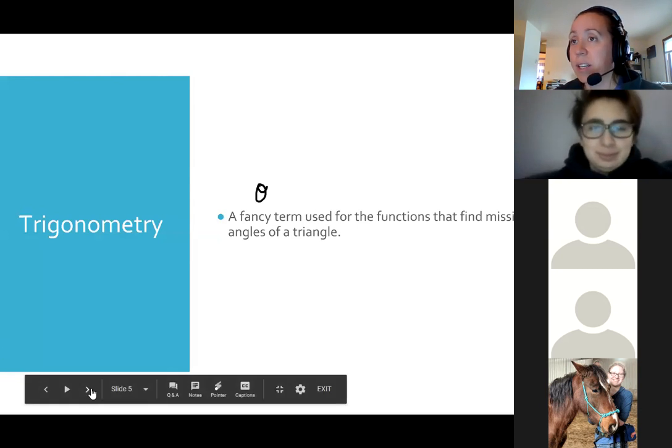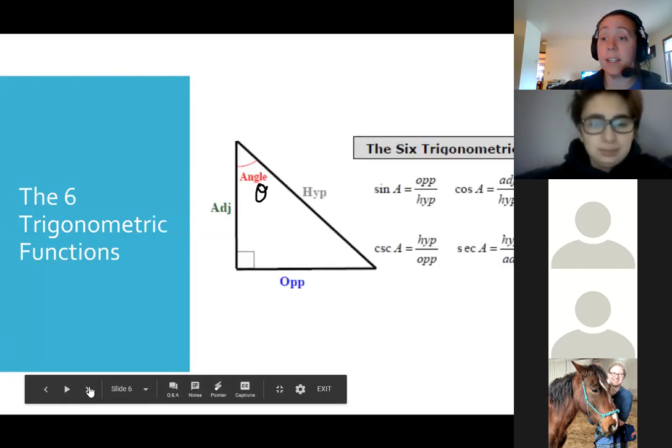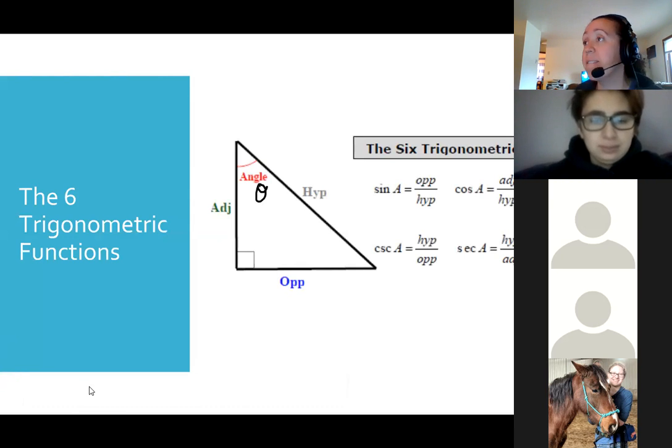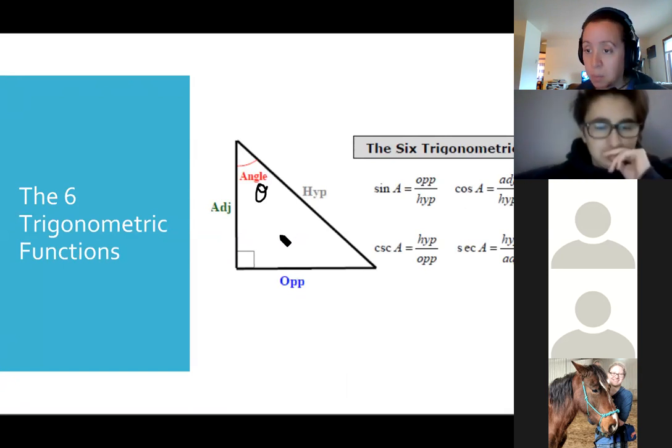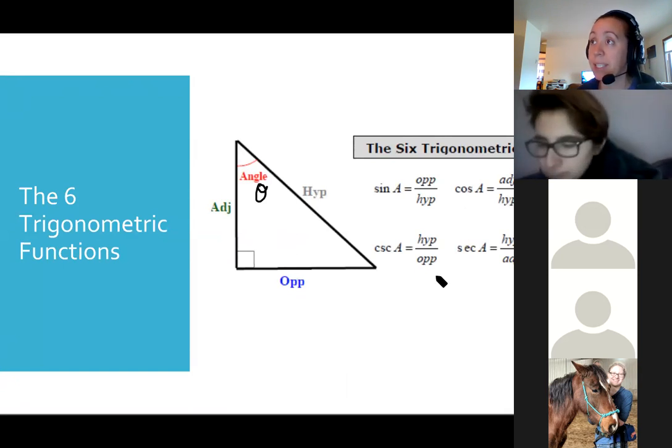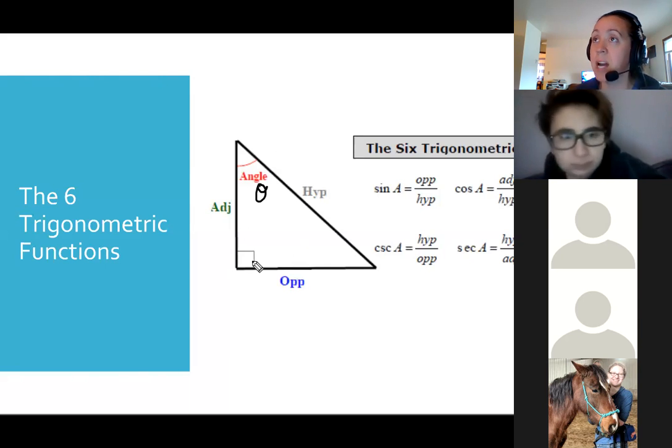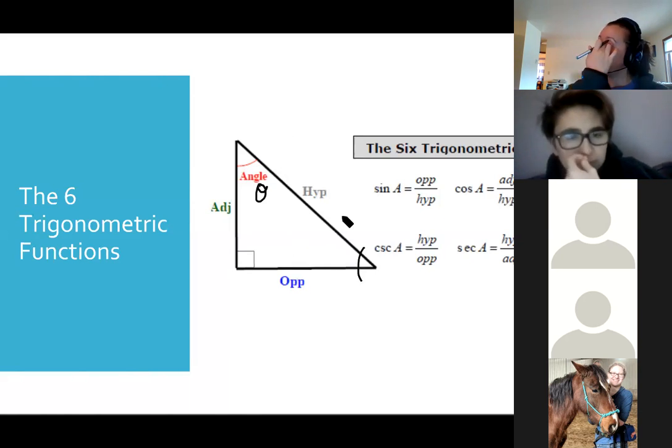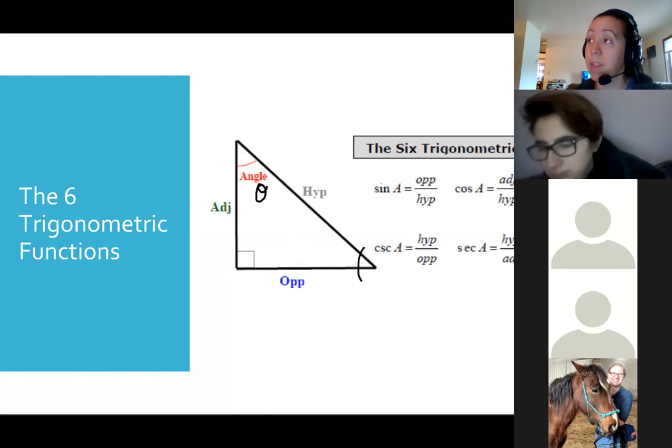All right. So these are our 6 trig functions. These are used to find the missing sides of a triangle. It is equally important, what I would do before you even get to the trig functions, is find your angle of focus. It depends on your angle. That's where you set up your trig functions. You always need that angle.